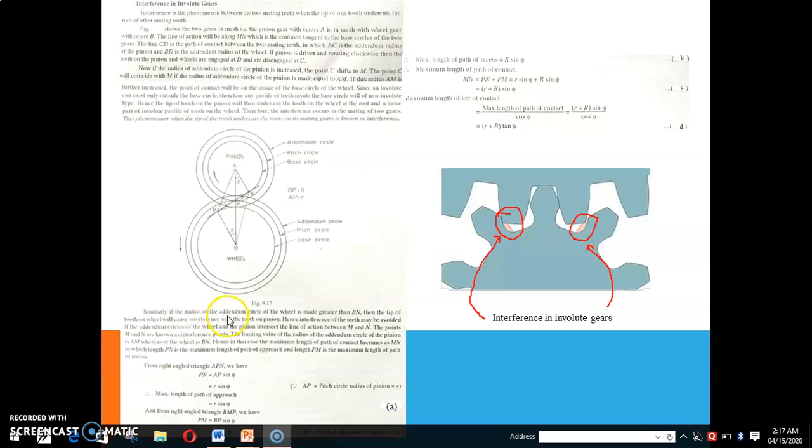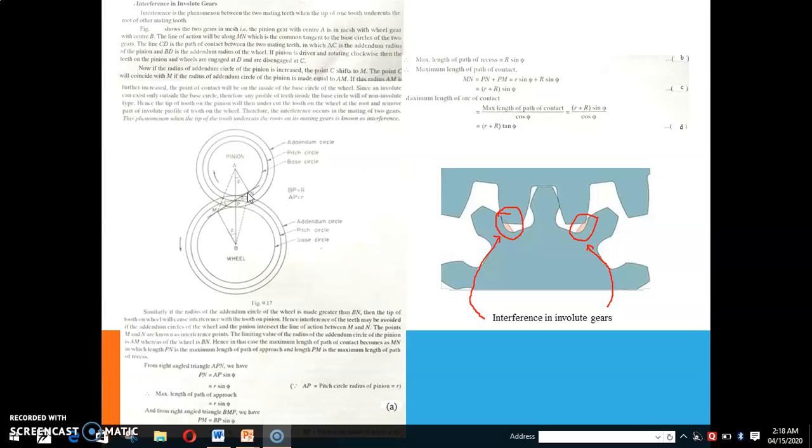Similarly, if the radius of the addendum circle of the wheel is made greater than BN, then the tip of the tooth on the wheel will cause interference with the tooth on the pinion. Hence, interference of the teeth may be avoided if the addendum circles of the wheel and pinion intersect the line of action between M and N. The points M and N are known as interference points. The limiting value of the radius of addendum circle of the pinion is AM, whereas of the wheel is BN.